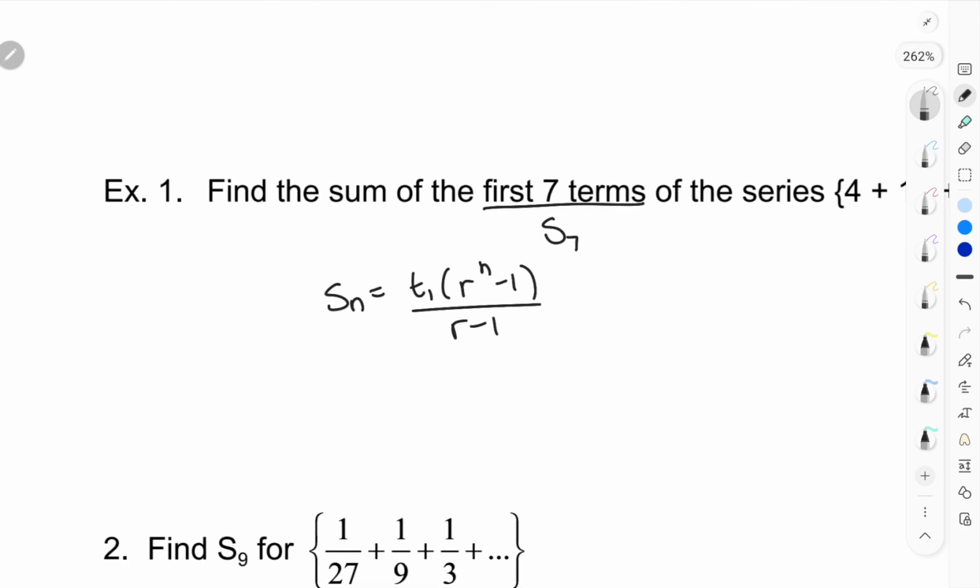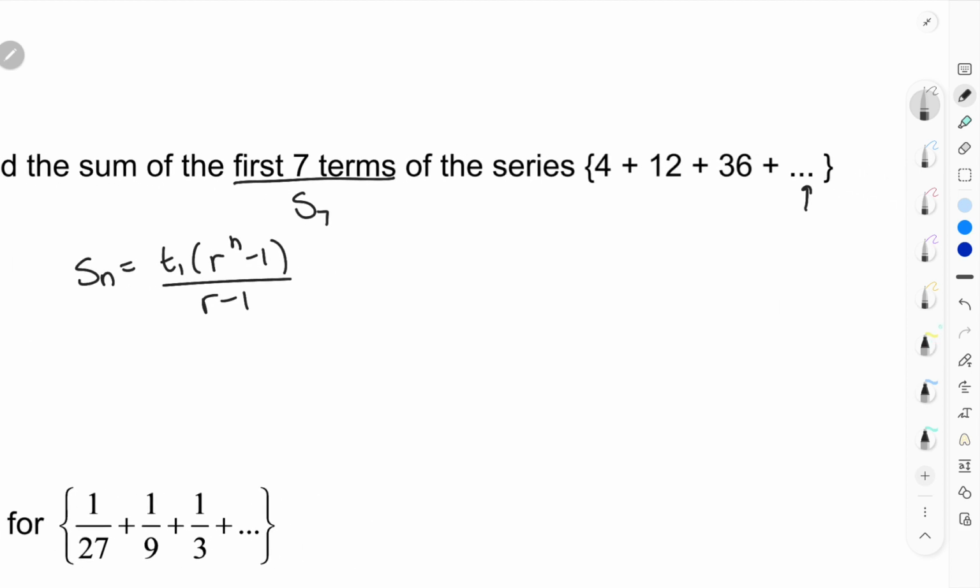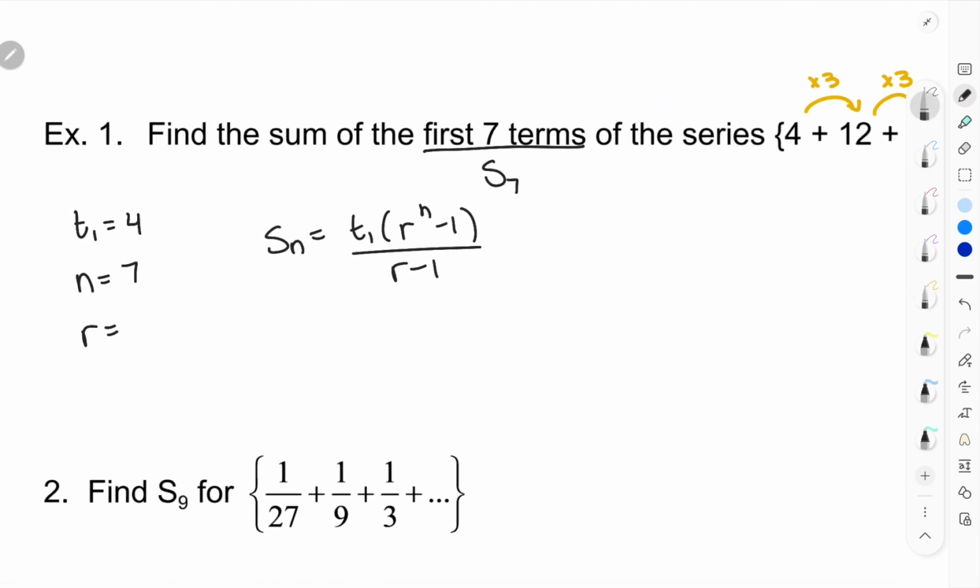So taking some inventory of what I know, my first term is 4. I'm talking about 7 terms. My common ratio, right, so what gets me from 4 to 12 and then 12 to 36 is multiplying by 3. So my common ratio is 3. And I'm trying to find the sum of those 7 terms. So I just plug everything in where it goes. First term is 4, 3 to the 7 minus 1. Again, notice that 1 is not up in the power like it used to be.